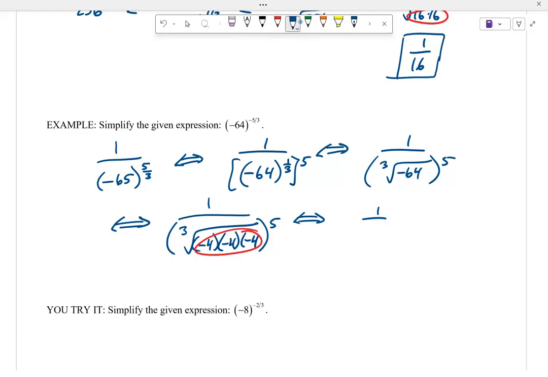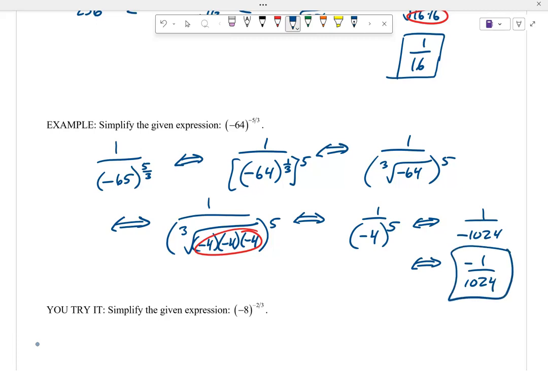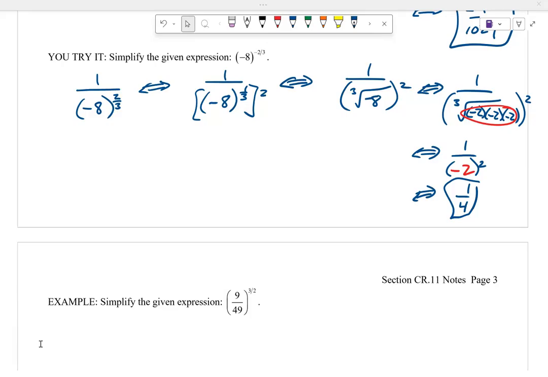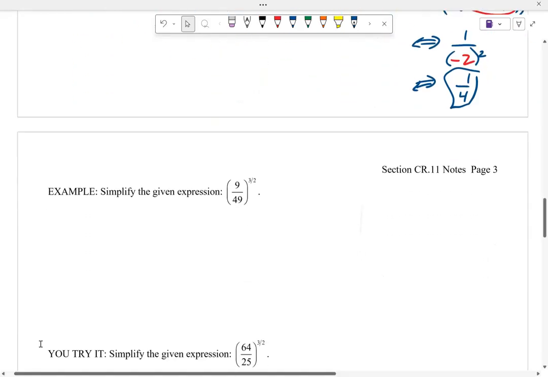So I got 1 over that negative 4, but don't forget we still got to take that to the 5th power. Well, negative 4 times negative 4 times negative 4 times negative 4 times negative 4, 5 of those is negative 1024. And go ahead and take that negative up top there. And go ahead and try that next one. Go ahead and pause the video as you check your you try it problem there. And then we'll move into 9 over 49 to the 3 halves.